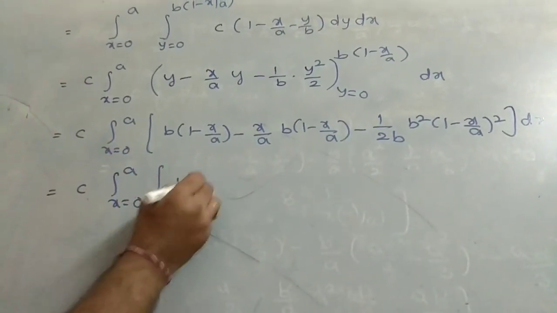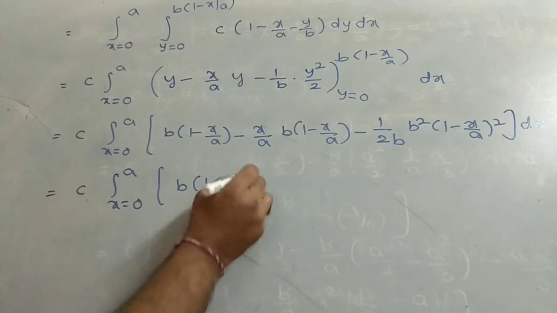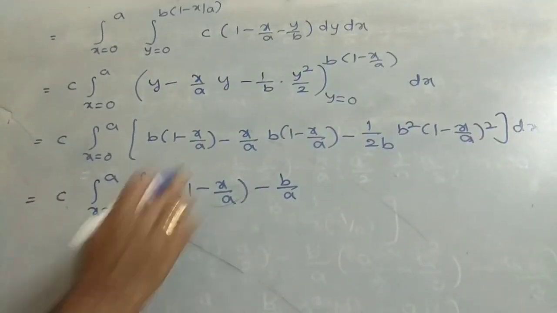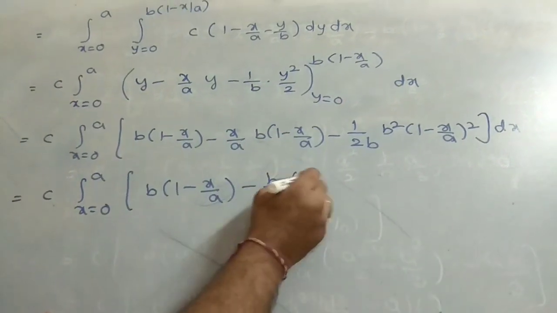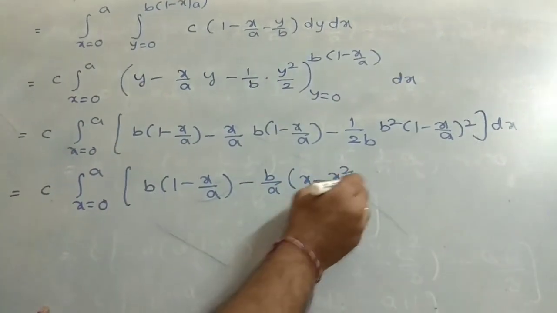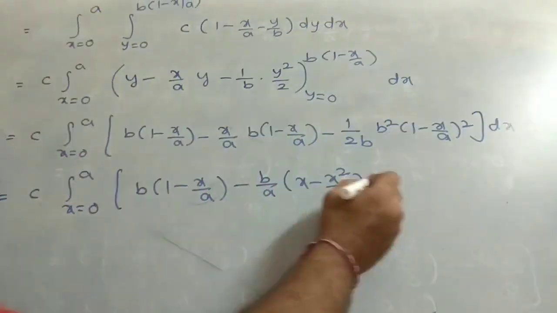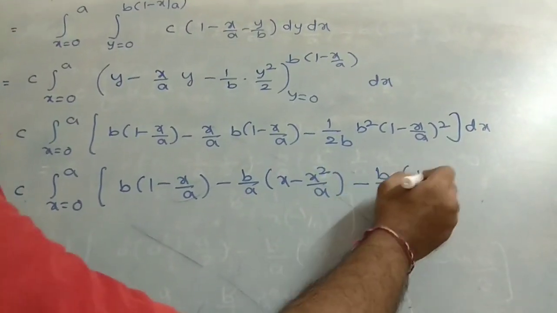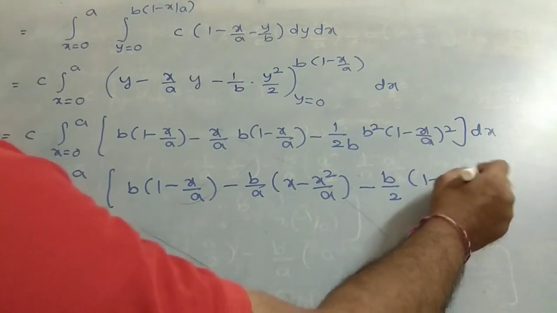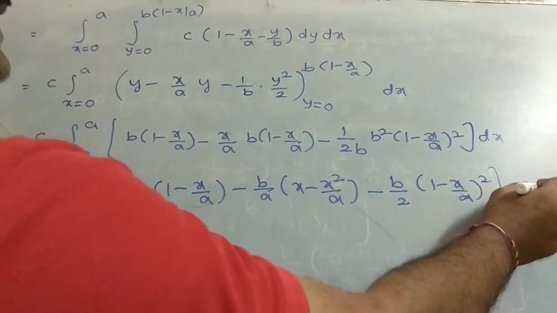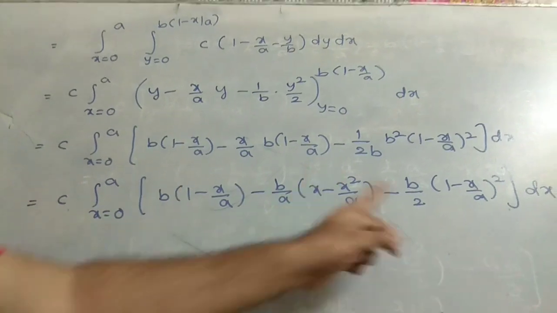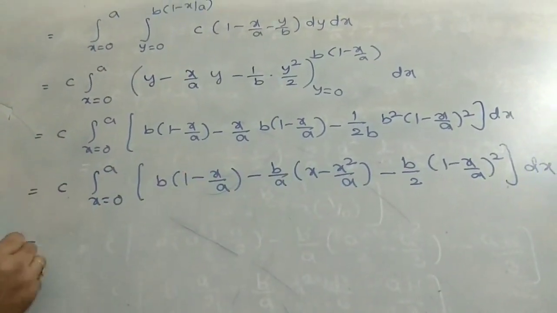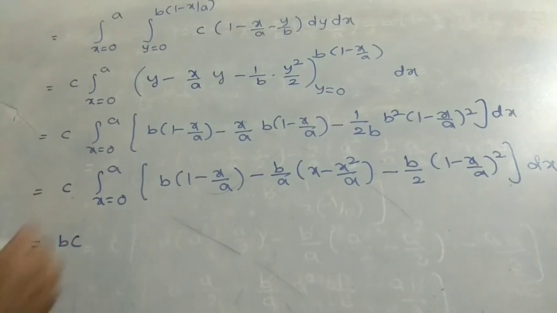So it is b into 1 minus x by a, and minus b by a, just I am writing as multiplying with x minus x square by a, and minus 1b is cancelled, b by 2 into 1 minus x by a whole square. So this is of dx. Now from the complete terms, I am taking b common, so it is b times.